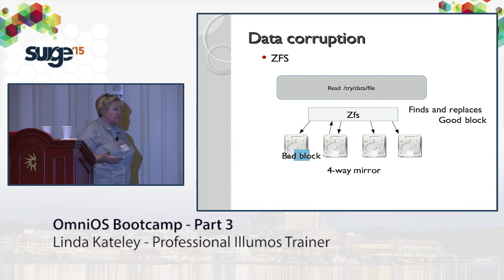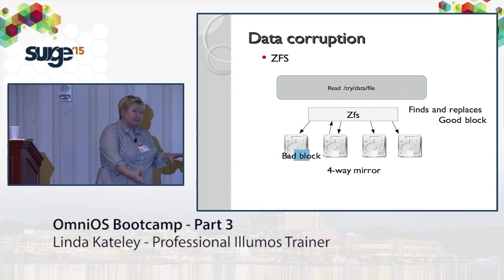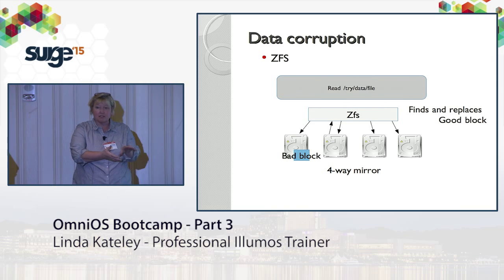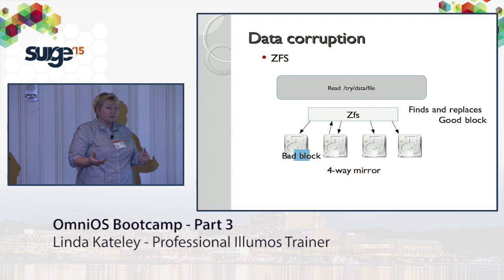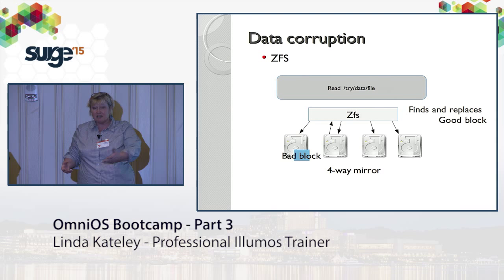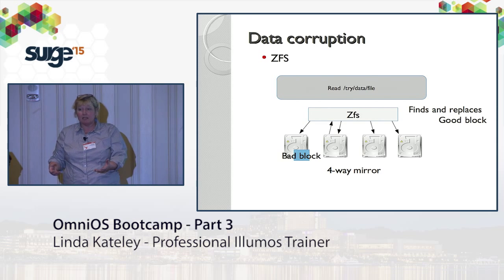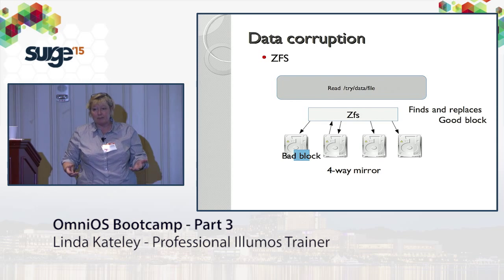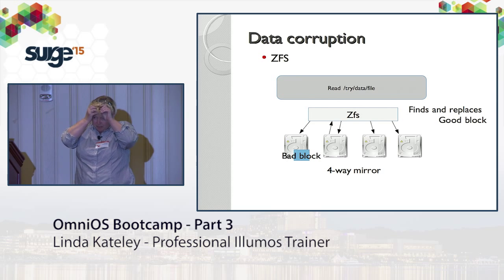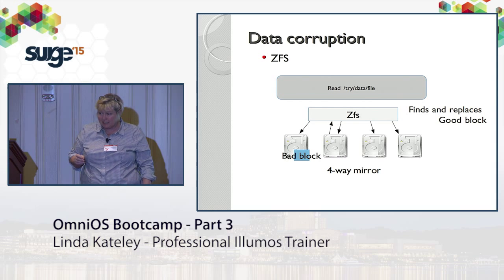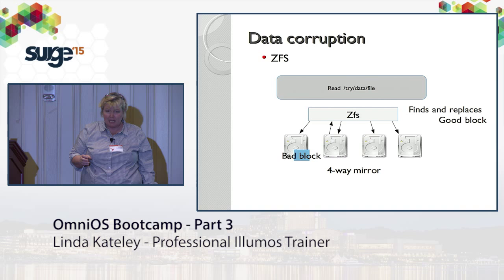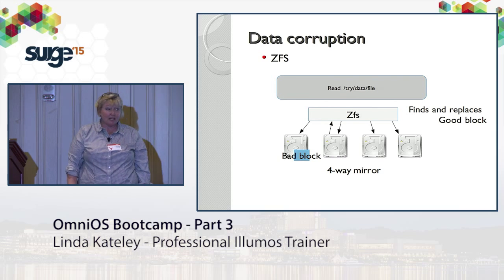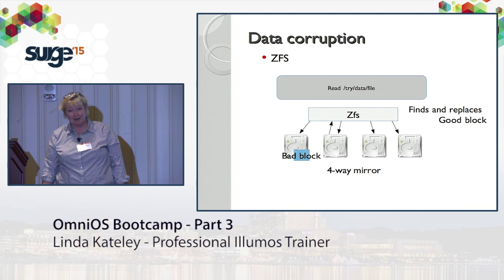So ZFS does what you want it to do. If it reads in that bad block, if it checks the checksum and the checksum is bad, it'll just go searching for a good version of that block. If it doesn't find a good version of the block, and you see this in all the email lists, people are like, oh, ZFS just told me I had corrupted data and that I should restore it from backup.